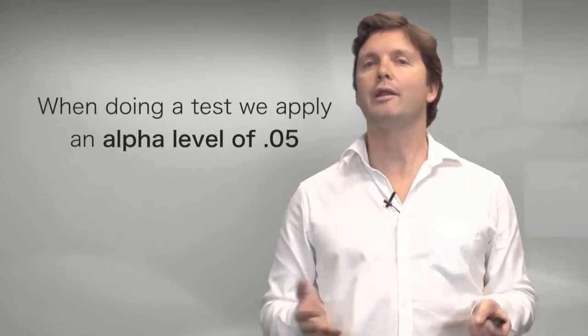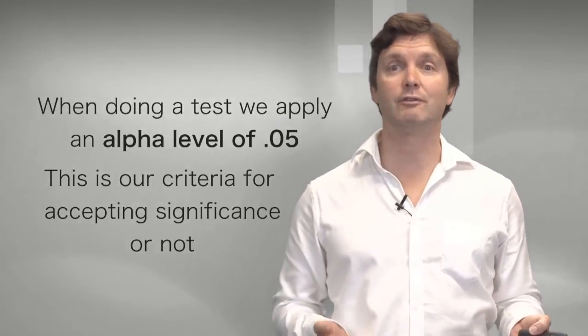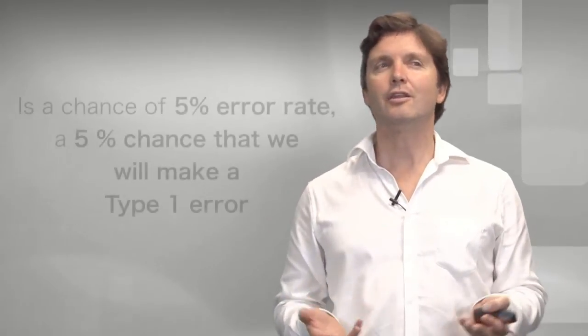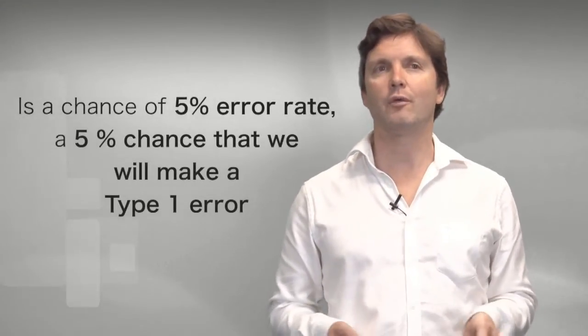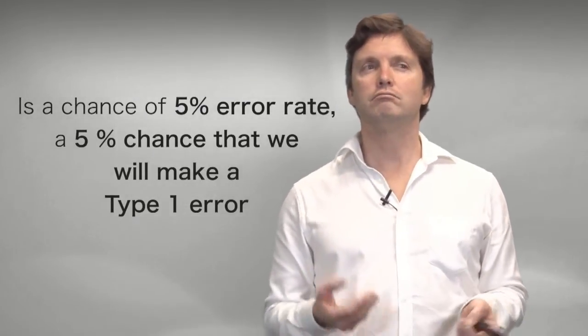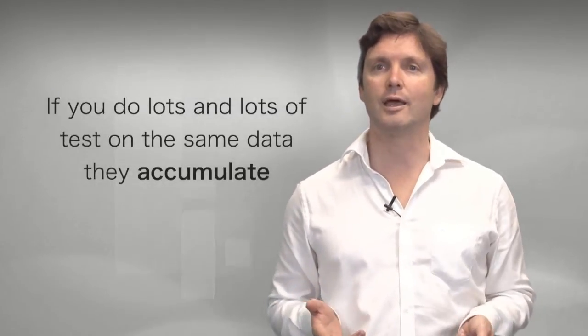When doing a test, we apply an alpha level of 0.05, and this is our criteria for accepting whether the test is significant or not. And when we use that alpha level of 0.05, we're saying that there's a 5% chance that we're not going to get it right. 5% chance that we'll make a type 1 error. So you should only make a type 1 error 5% of the time. In other words, you're accepting something to be significant when in reality it's not. But if you do lots and lots of tests, a little bit like buying lots and lots of lottery tickets, so if you do lots and lots of tests on the same data, then those probability values accumulate.